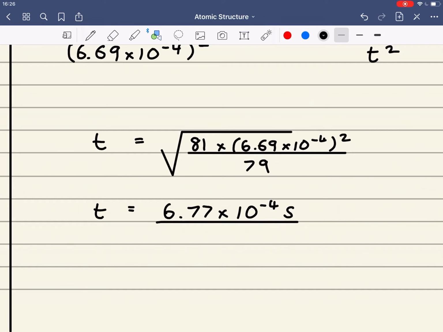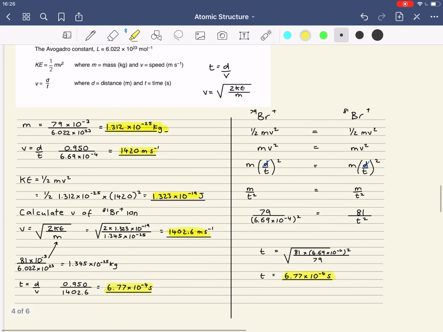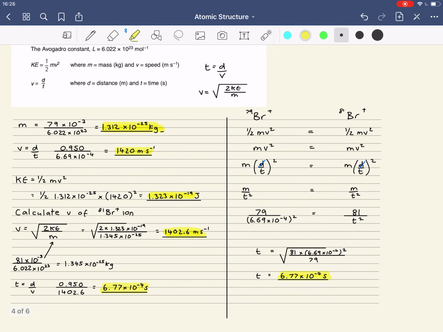Now, either of these methods is absolutely fine. Either of them methods, as you can see, will give you the same answer. Which method you use is just a matter of personal preference.